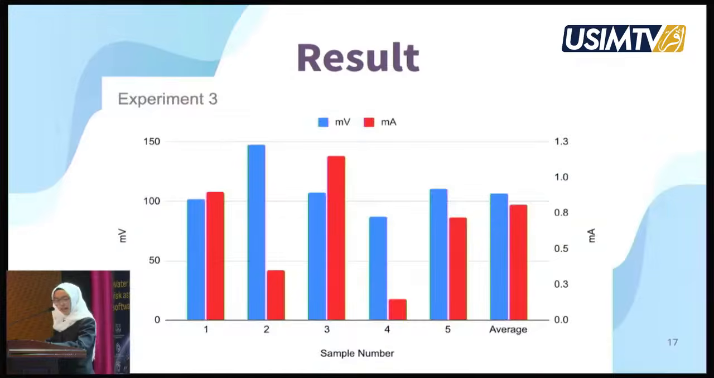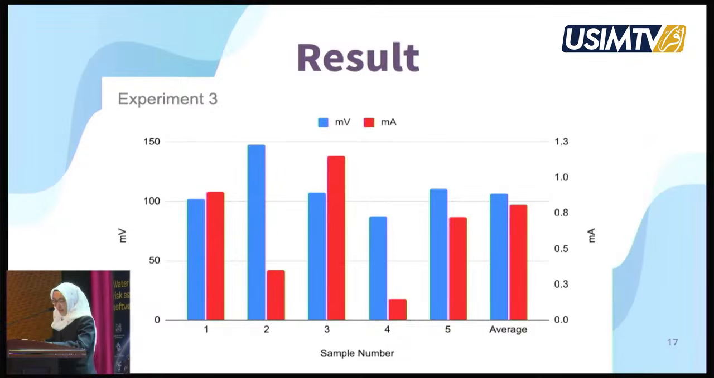So I'd like to move on to the results. This graph shows the average results of the artificial sweat experiment. The blue bar shows the voltage and the red bar shows the current. The battery produced about 140 millivolts and 1 milliampere of current. These results show the electrodes generate electricity with artificial sweat.